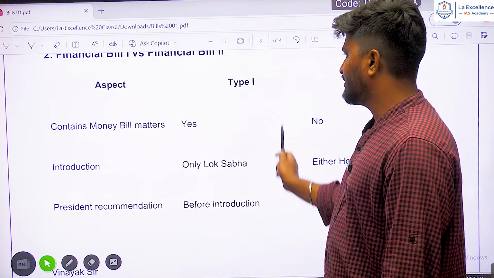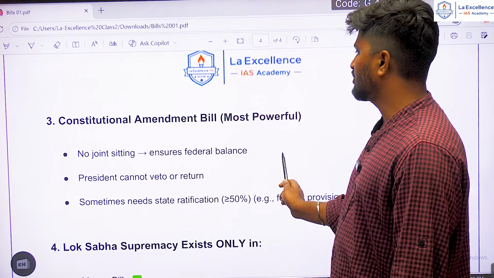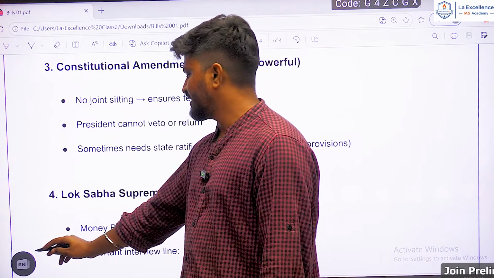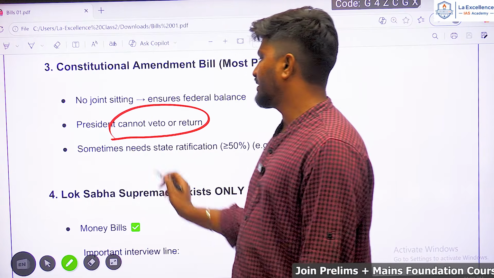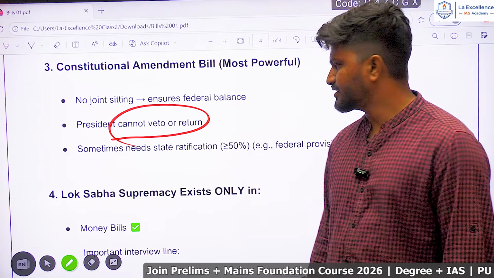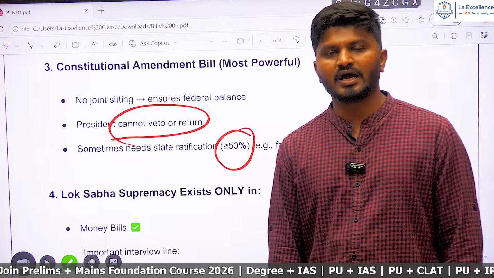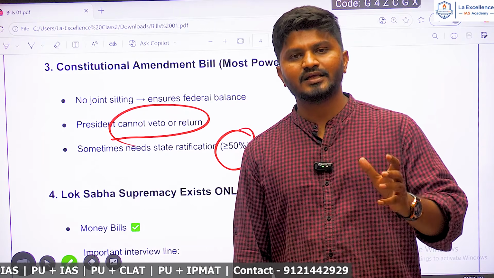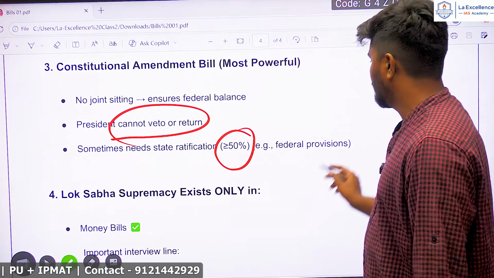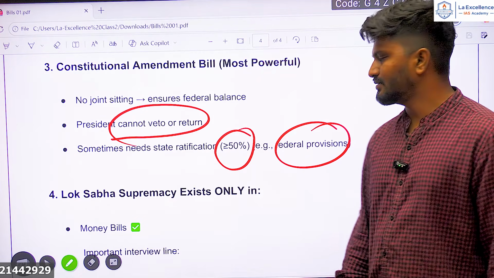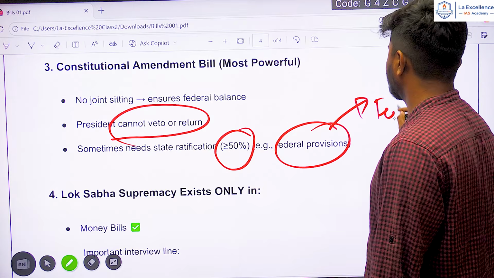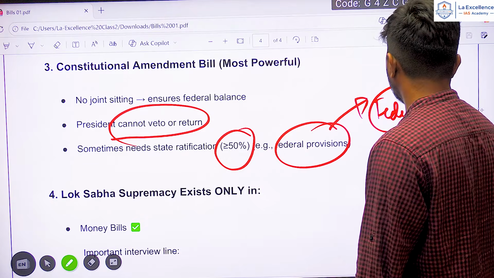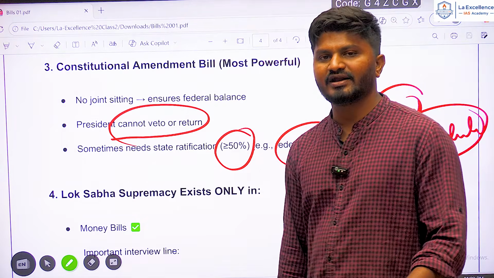Next, finally, the major concept you have to understand here is about constitutional amendment, the most powerful. There is no joint sitting, so that it ensures the federal balance, and the president cannot veto or return it. Sometimes it needs state ratification also, that is more than 50% of the states have to agree to it, and the states can agree to it with simple majority. When it goes to the states for consideration, they have to agree to it in simple majority, very important. So what are those provisions? Those provisions which are mentioned on the federal aspect, that is 7th schedule of the constitution, and also certain aspects which are going to have impact on the federal nature of the Indian constitution.